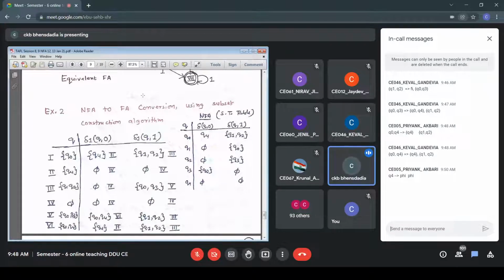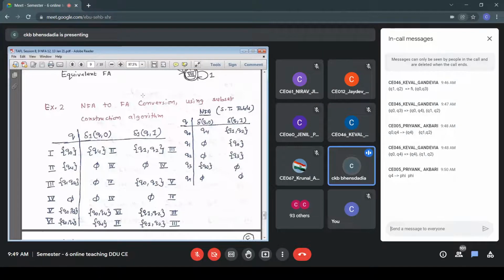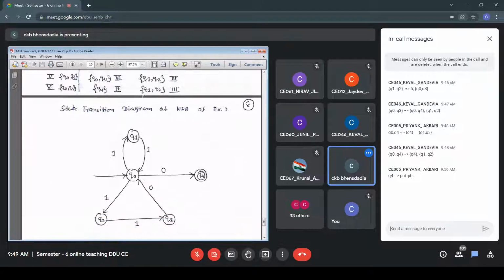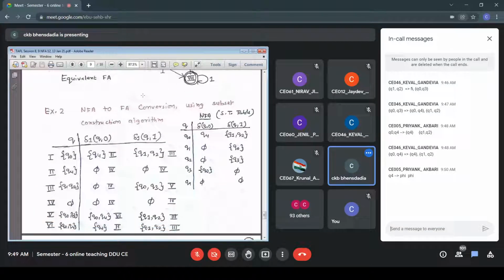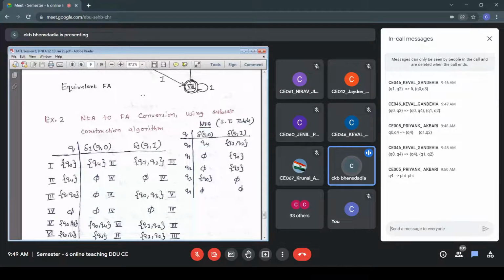So 2 becomes an accepting state, and 6. 2 and 6 are accepting states. Subsets containing Q4. In the NFA, the only accepting state is Q4. So any subset having Q4, the state corresponding to that subset becomes an accepting state.